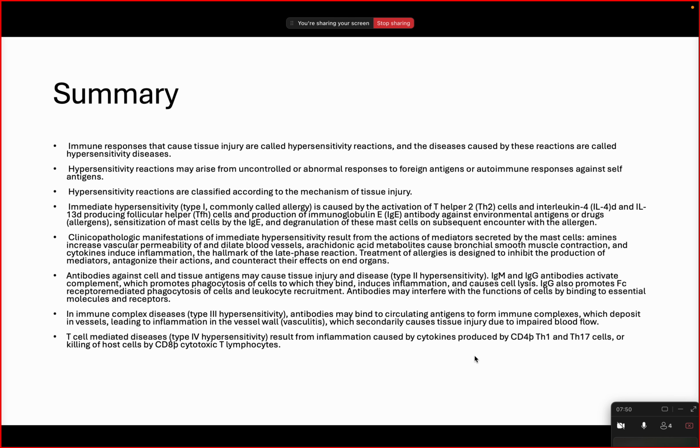The immune complex disease, type 3 hypersensitivity: antibodies may bind to circulating antigens to form immune complexes which deposit in the vessels, leading to the reactions. Then T cell mediated disease, or type 4 hypersensitivity, results from the inflammation caused by cytokines. Okay, and what are these cytokines? Th1, Th17, and all these cells which in the end injure the tissue. So it is the enhanced activation of our own immune system.